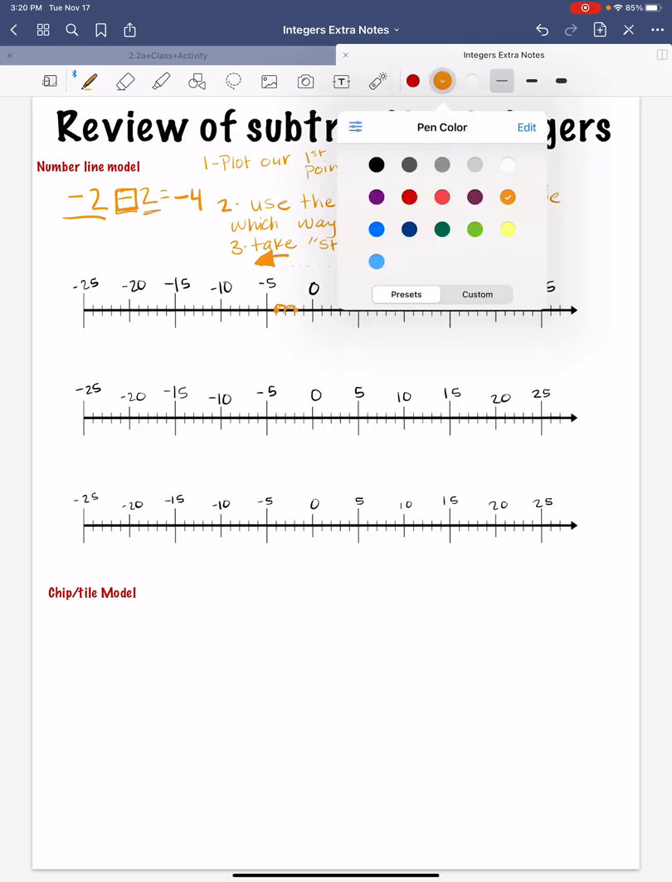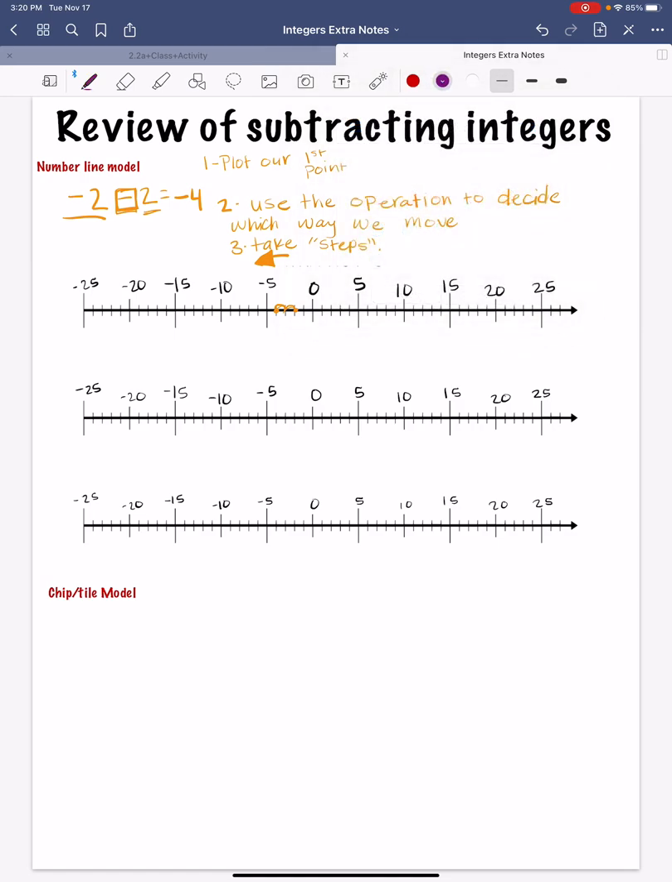So we're gonna do another one. We are gonna do -6 minus -5. Okay, so our first step is still the same. The first step is still to plot that first number, which is -6. So we're going to find -6 on our number line. There it is. Now, this sign, this operation here, tells us which way to go, and it tells us to go more negative.